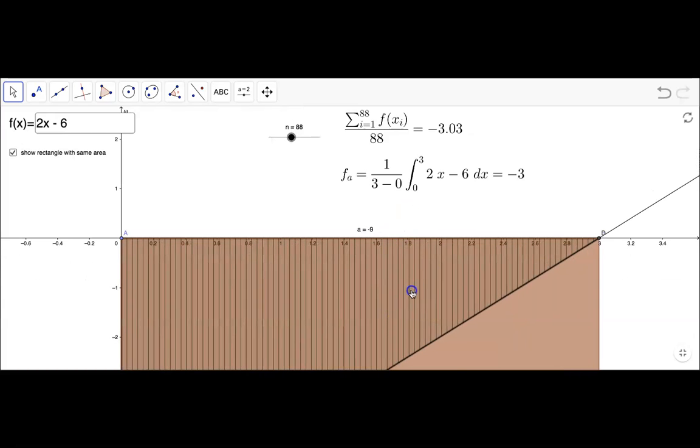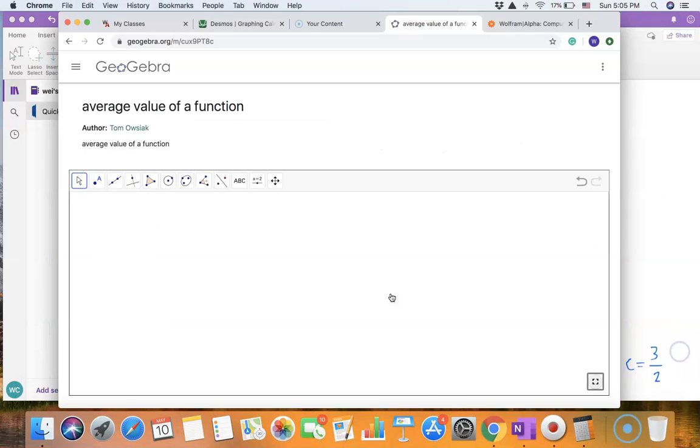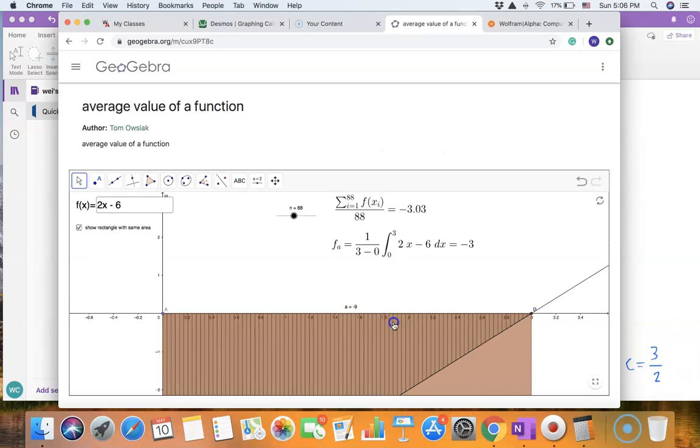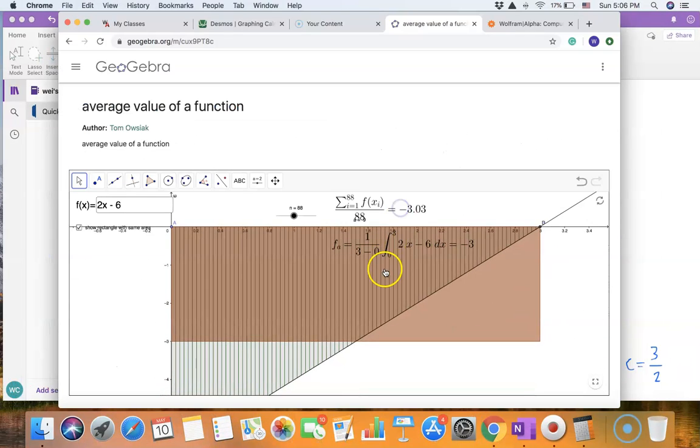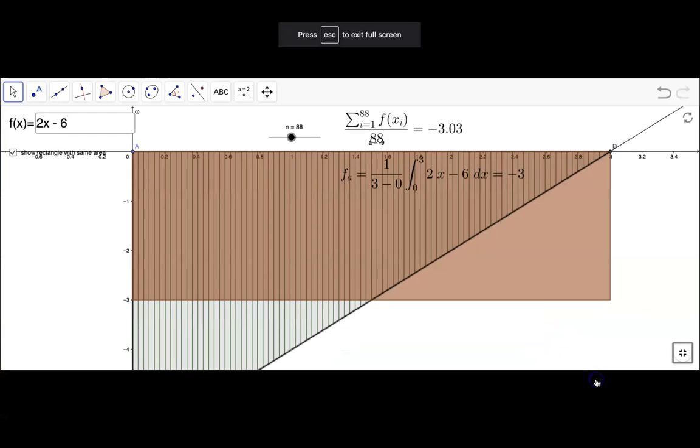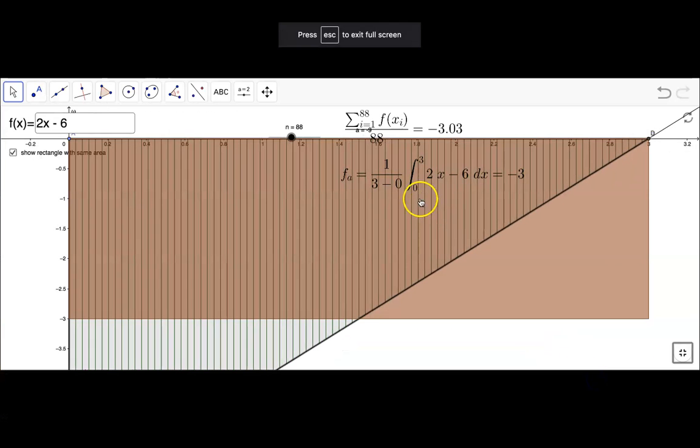Okay. Let's see if I can make this bigger. All right. When x equals this number, 1.5.